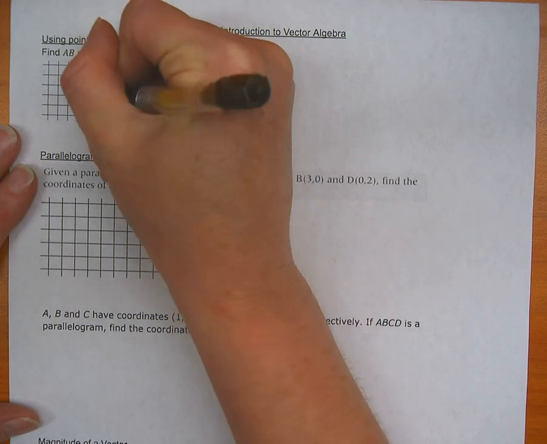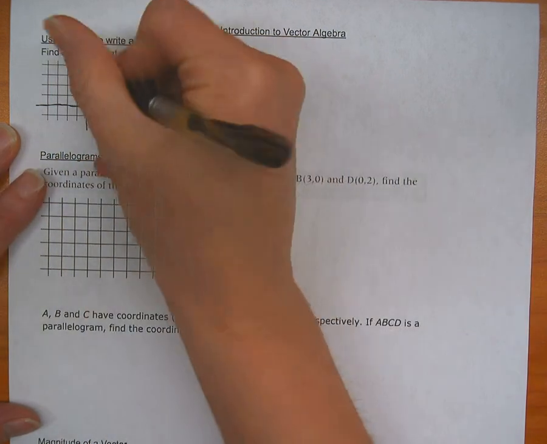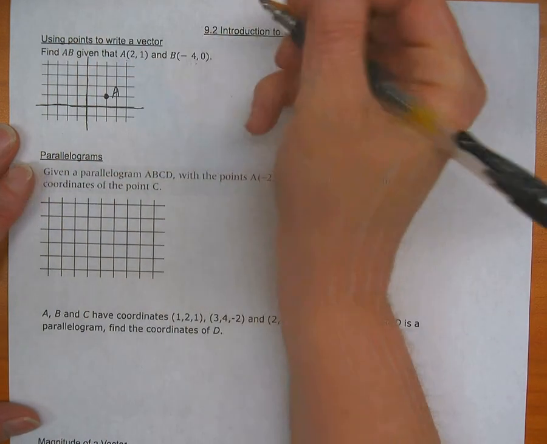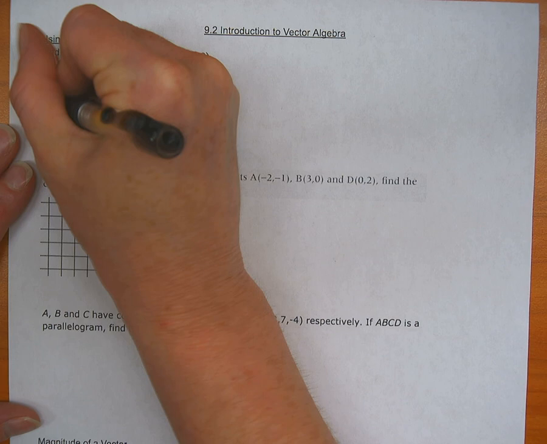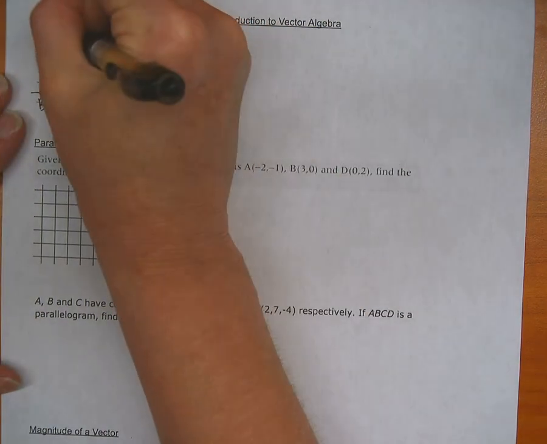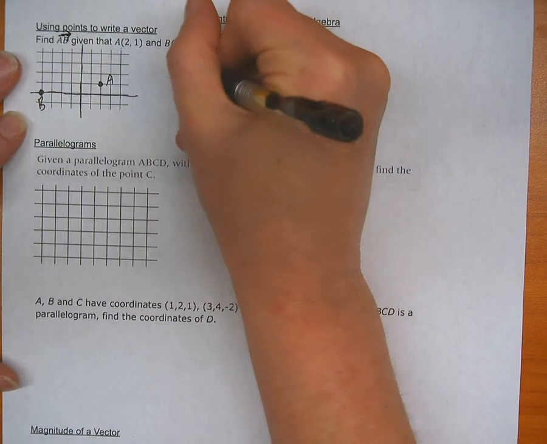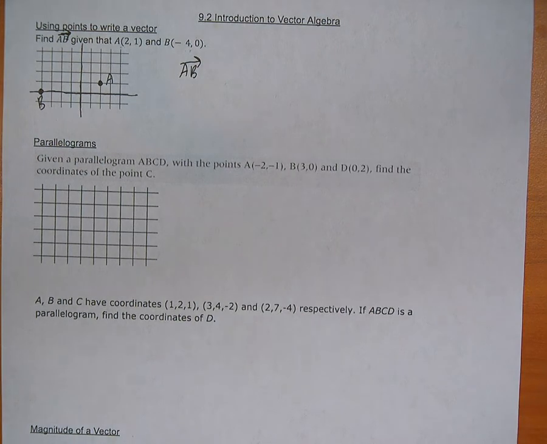So if I graph this, and graph A at 2 comma 1 and graph B at negative 4 comma 0, I want to ask myself, this should have the arrow over the top, but my computer doesn't have that symbol for some reason. So we want to find what vector AB is. Vector AB is essentially, how do I get from A to B?